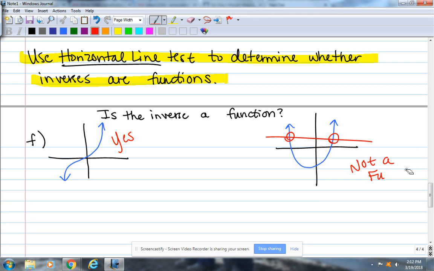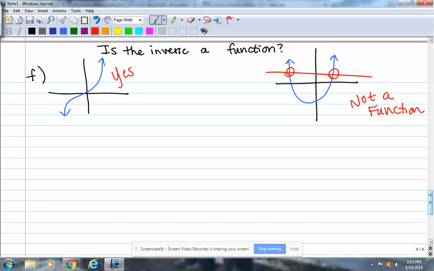If I can spell function, that would be important. Okay. So if it passes the horizontal, the inverse is a function. If it fails horizontal, the inverse is not a function. So let's use our calculators to do a few. F of x equals 2x to the third power plus 1.